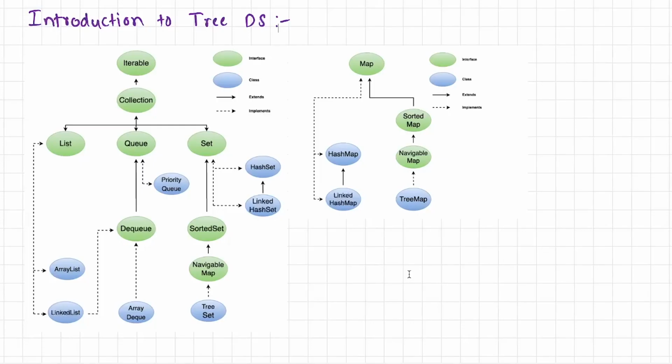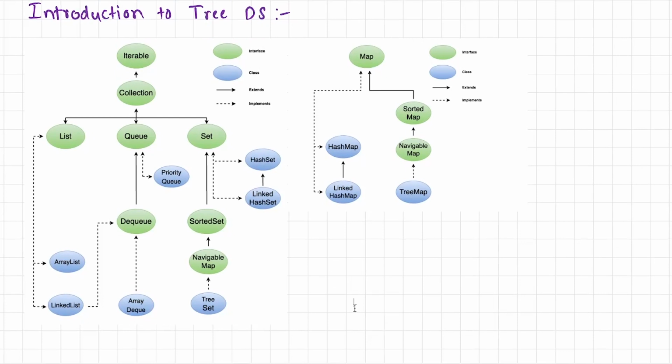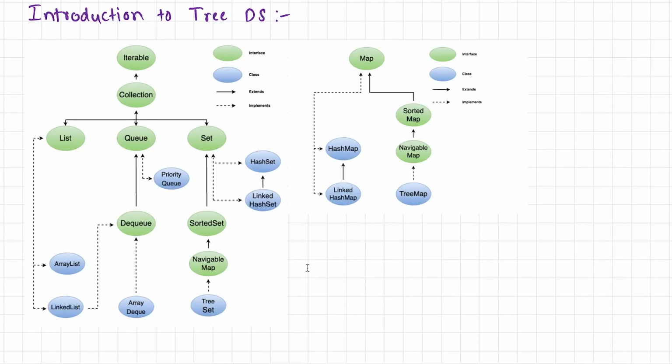Alright guys, let's begin this video. So guys, if you look at this collection hierarchy diagram, you will see that there are three general purpose classes that implement set interface. One is hash set, second one is linked hash set, and third one is tree set. These two classes, hash set and linked hash set, are an implementation of hashing. This means these classes internally use hashing. And the tree set class internally uses a self-balancing binary search tree.